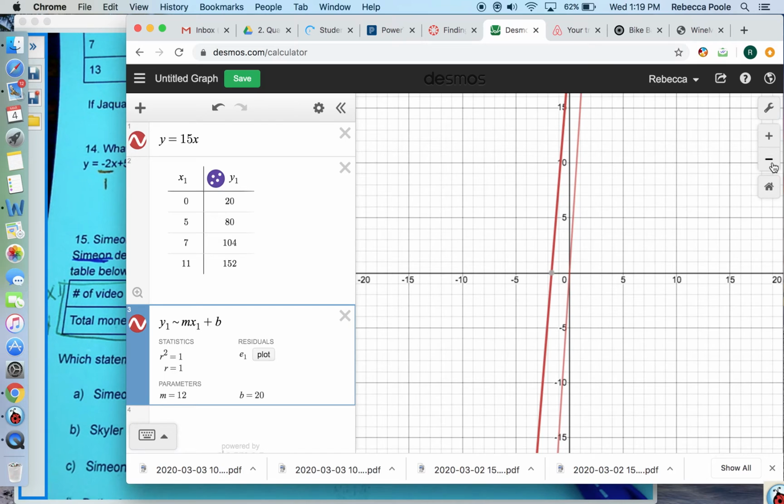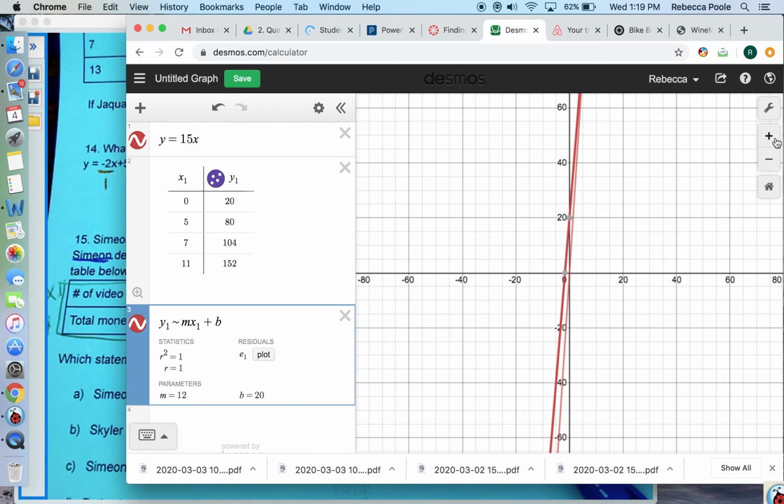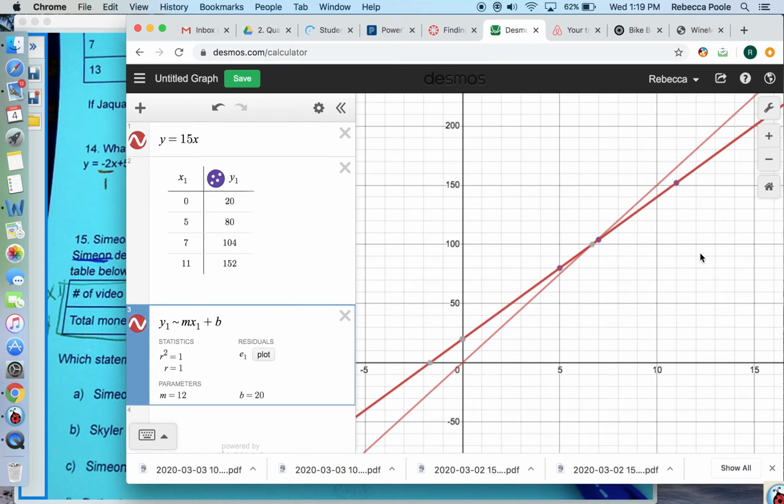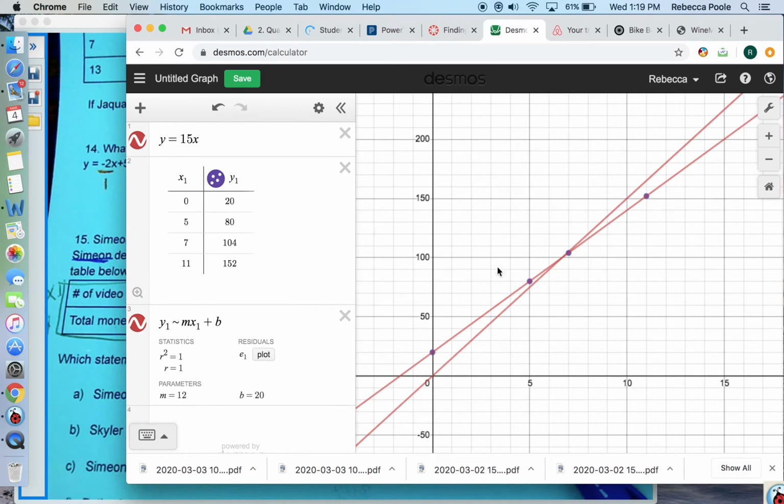I'm going to zoom out a little bit so we can see these. Ooh, too far. There we go. That looks much nicer. So I hit the zoom fit, the little magnifying glass over here, and that worked a lot better. So let's change the color of this one. I have to remember how to do that.